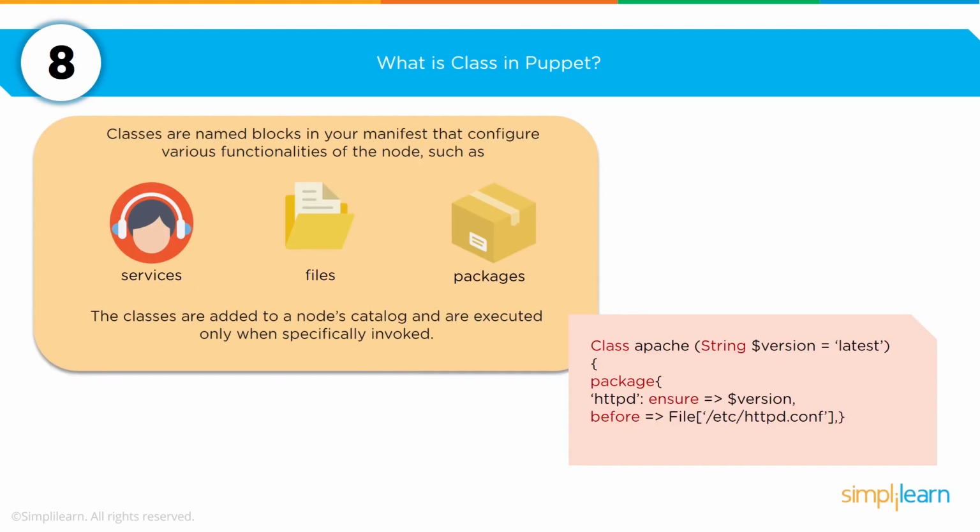As we dig deeper into Puppet, one of the things that you are likely to be asked regarding Puppet is, what is a class in Puppet? A class in Puppet is really the named blocks in your manifest that contain the various configurations. This can include services, files, and packages. We have on the screen here an example of what a class would look like when you write it out.